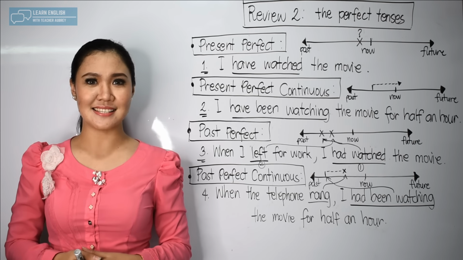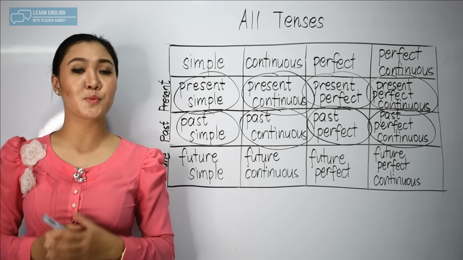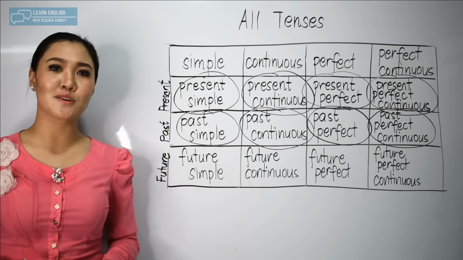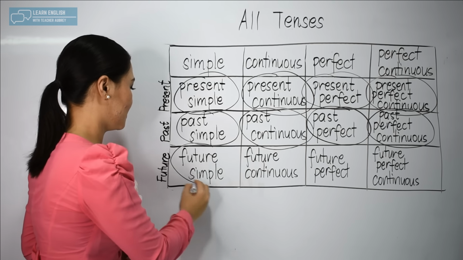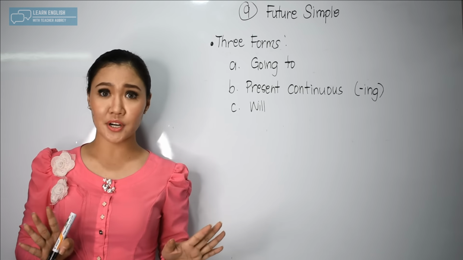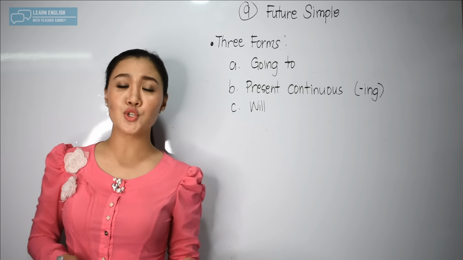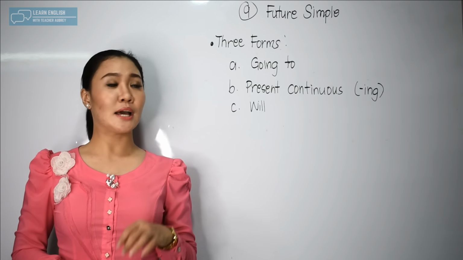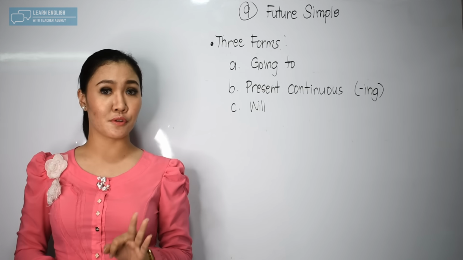kong perfect tenses. This time, let us proceed to our future tenses. Unahin natin ang ating future simple. Let's move on to our tense number 9, which is the future simple. Future simple, mayroon tayong 3 forms na ginagamit for the future simple.